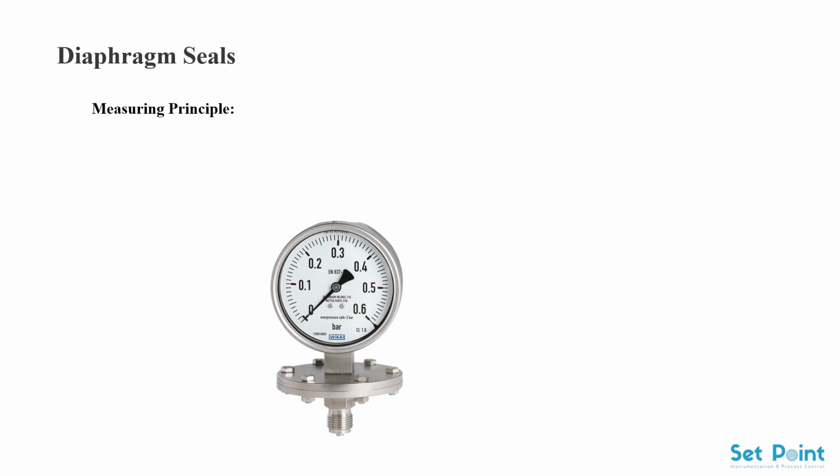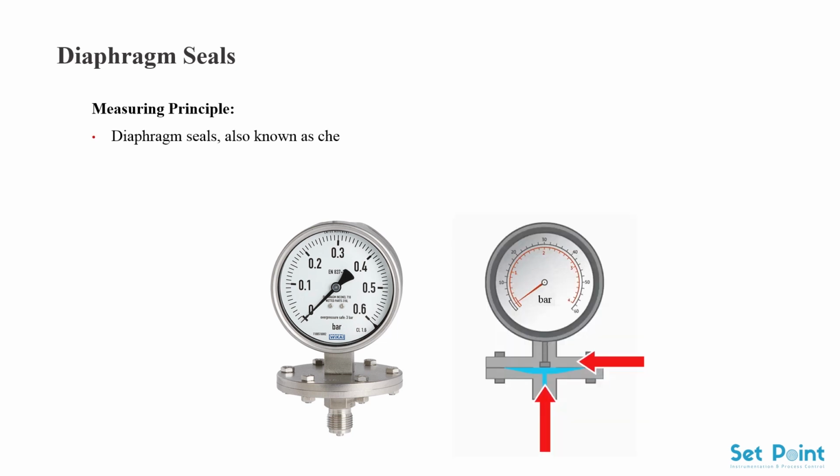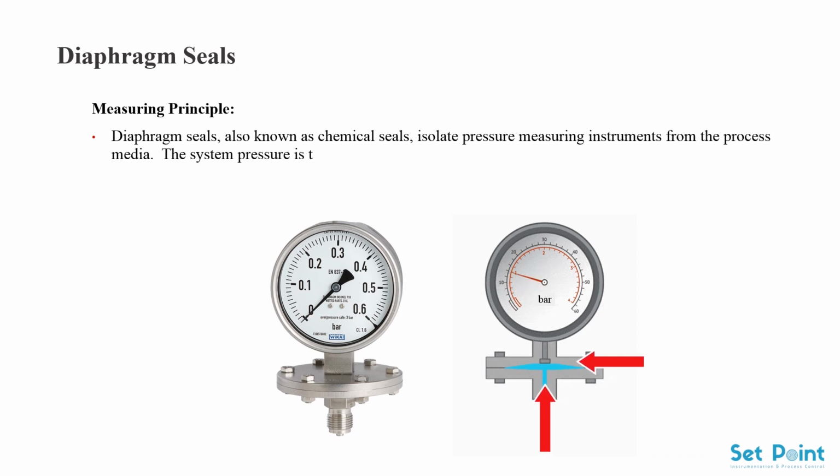Diaphragm seals. Measuring principle. Diaphragm seals, also known as chemical seals, isolate pressure measuring instruments from the process media. The system pressure is transmitted to a fill fluid in the upper housing of the diaphragm seal, and from there to the pressure measuring instrument itself.